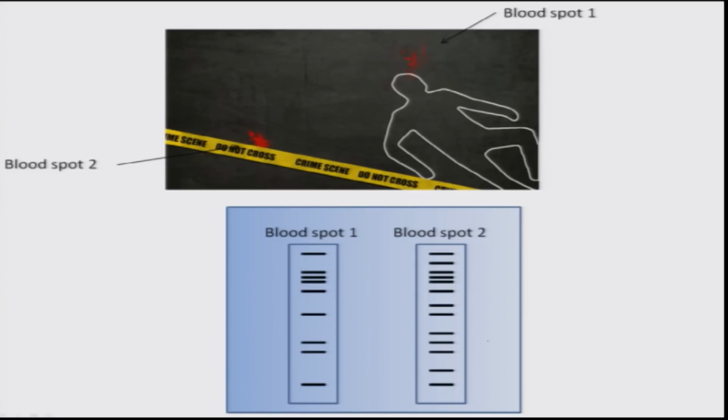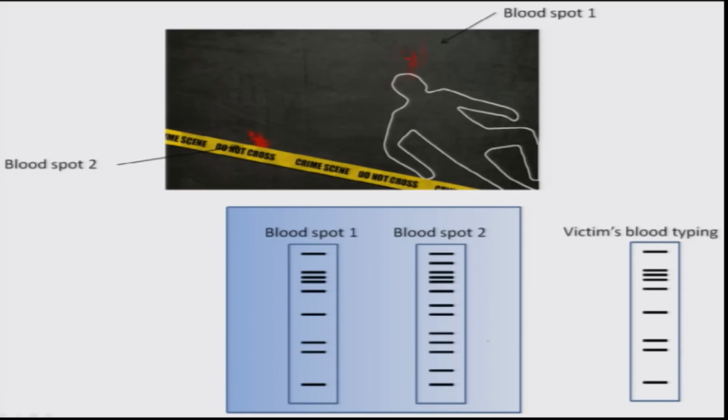So, this is the banding pattern that you see for both the blood spots. It's quite different, so that tells us that they come from 2 different individuals. It doesn't just belong to the person who was killed. Now, which one of these belongs to the person who has been killed? For that, simply type the pattern for the victim's blood, and we see that the victim's blood is very similar to that of blood spot 1, which is near the head of the victim. This tells us that this blood spot comes from the victim who has been murdered.